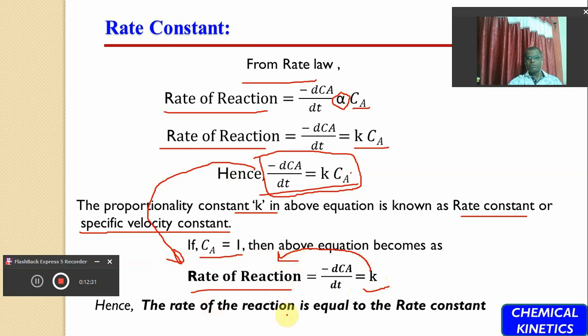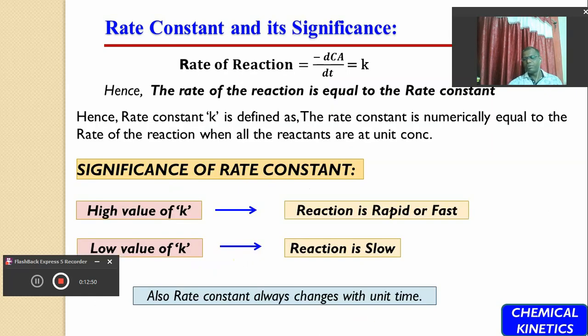So the rate of reaction is equal to the rate constant. For that purpose we considered the concentration of the reacting substance to be unity, and then the rate of reaction is always equal to the rate constant, and from this consideration we are able to define the rate constant.